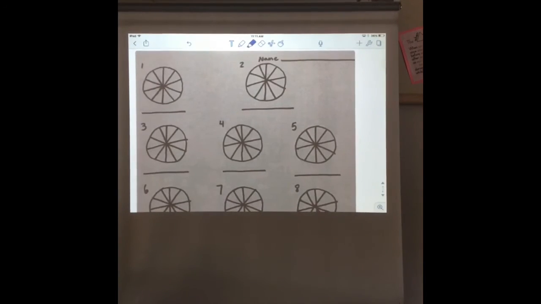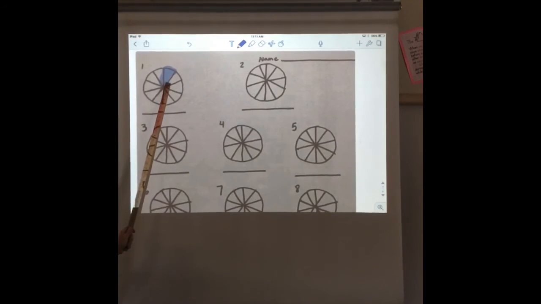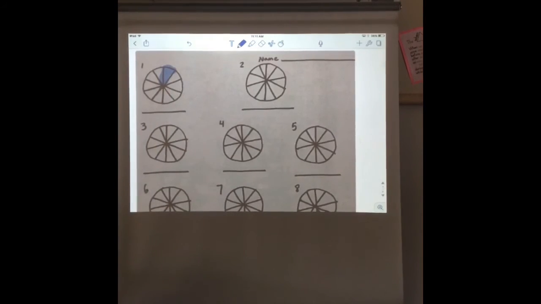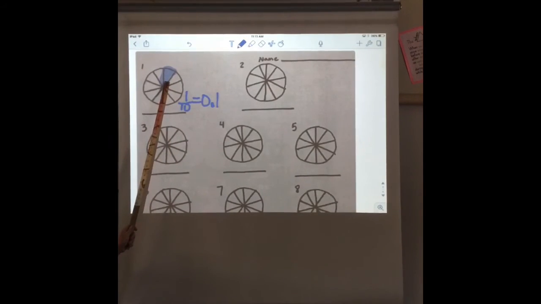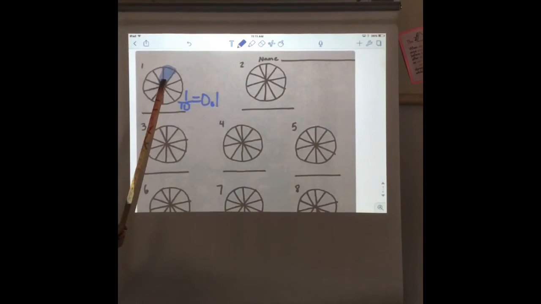Okay, so let's move up to this. I'm going to have you do this for homework, so I'll do this one for you first. How many of these 10 pieces do I have? 1. I have 1. So I can call this 1 over 10, right? Or as a decimal, how would I write that? 0.1. Nice job. We have 10 pieces total, right? The pizza's been cut up into 10 pieces, and we only have 1 left. Because Mr. McGuire came and ate the rest of your pizza without your knowledge. Yeah, I'm that way, aren't I?